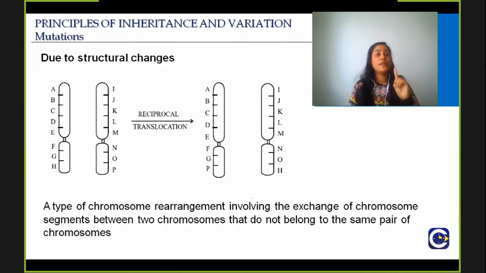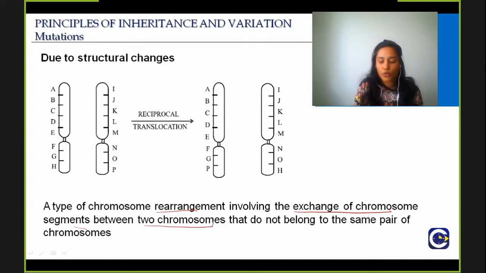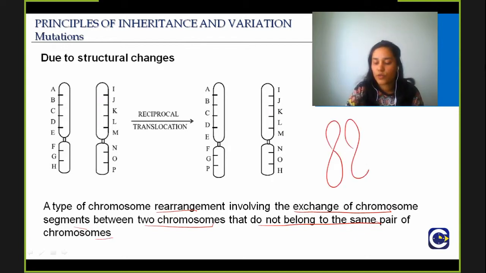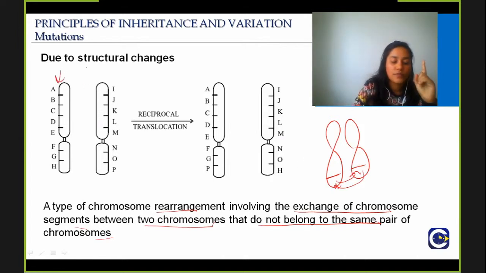Good. And then the last one due to structural changes is reciprocal translocation. What you have to remember in reciprocal translocation is that it is always in non-homologous chromosomes, the chromosomes that are not related. It is a type of chromosome rearrangement involving exchange of chromosome segments between two chromosomes that do not belong to the same pair. Because see, these are the pair of homologous chromosomes. Even if there is something going on between these two, they can still handle it. But now look here. This is one chromosome, this is another different chromosome. They are not related.